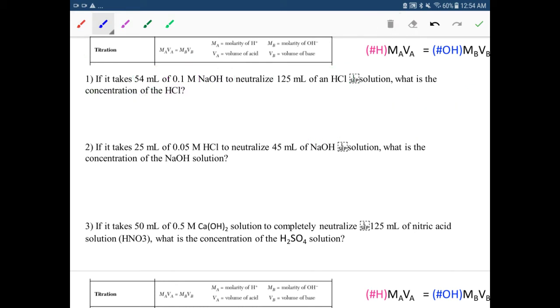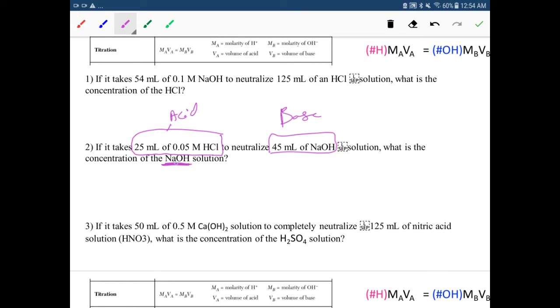Next question. Okay, I'm gonna get rid of all the information here. If it takes 25 milliliters of 0.05 molar HCl to neutralize 45 milliliters of NaOH, what is the concentration of NaOH? So here you have to figure out which one is the acid, which one is the base, and then what you are asked to do. I'm gonna circle this information right here. 25 milliliters of 0.05 molar HCl. HCl is the acid, so this is our acid information, MAVA. And then to neutralize 45 milliliters of NaOH, this is our base information.